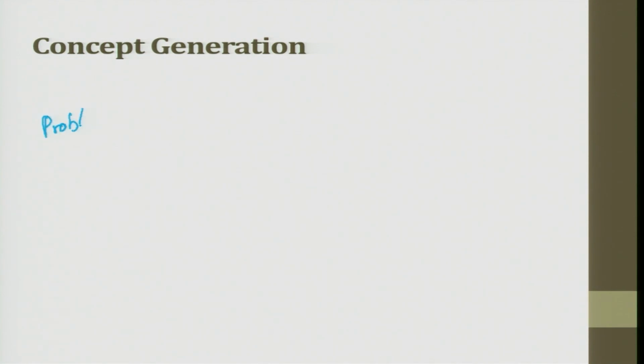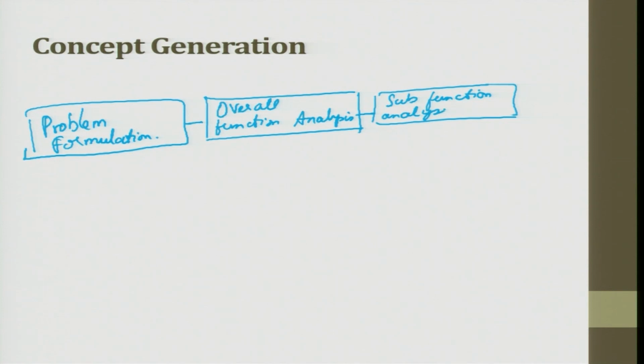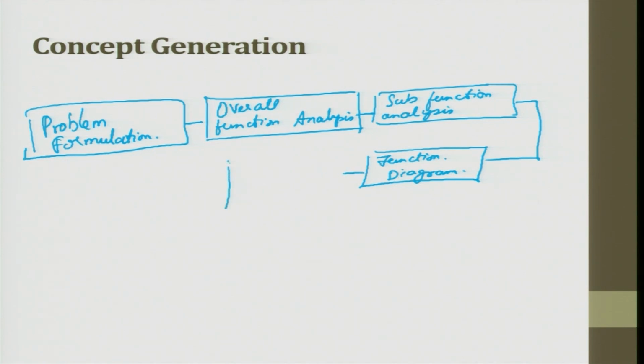So, here you will have problem formulation, then you will have overall function analysis, then you will have sub function analysis, then you will have function diagram, then after that you will have generation of ideas and solutions. So, these are all the steps which are involved in concept generation.